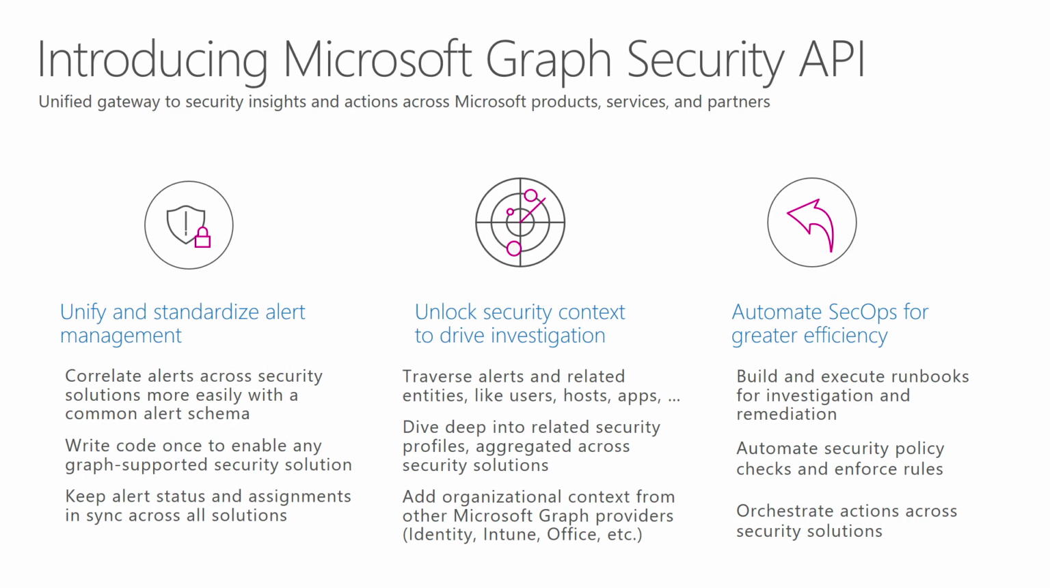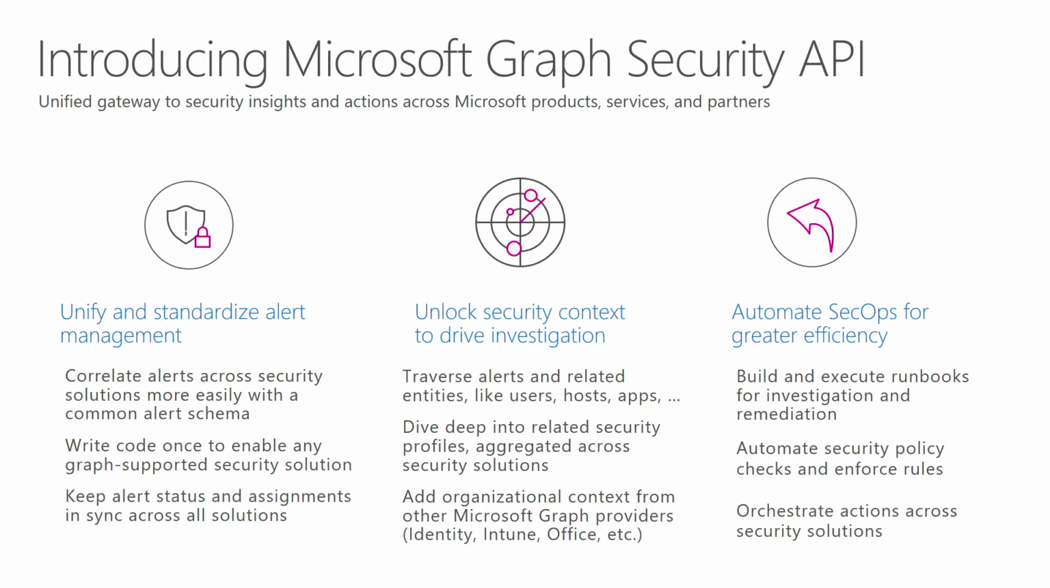To address these challenges, we have released a public preview of the Microsoft Graph Security API to provide a unified gateway to your security data across Microsoft and partner security services. The Security API provides a unified language to standardize all security alerts from across your security operations.